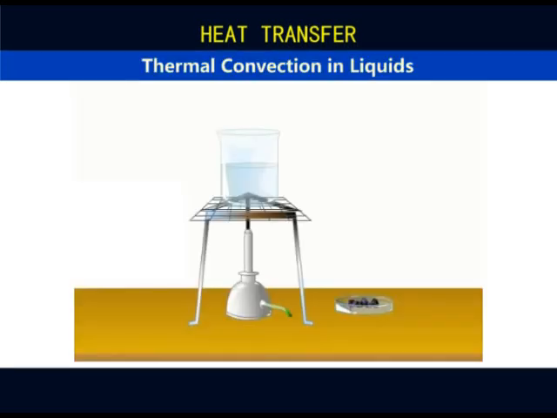Now, consider this beaker with water placed on a tripod stand. We drop some crystals of potassium permanganate. We heat the beaker and watch the movement of the colored solution. The colored solution rises up, and when it gets to the top, it spreads out and starts to sink again along the ends. This movement forms what we call convectional currents. Let's see how they form.